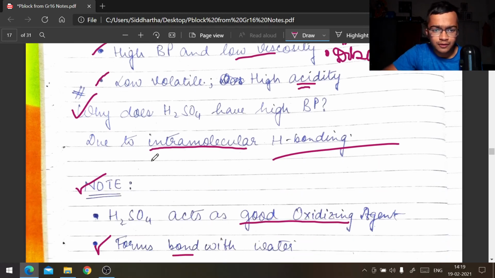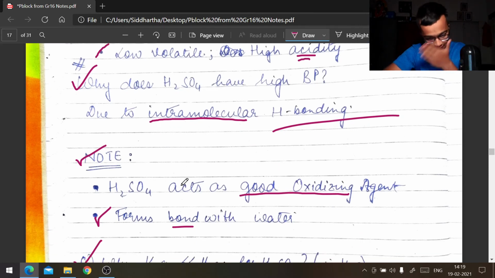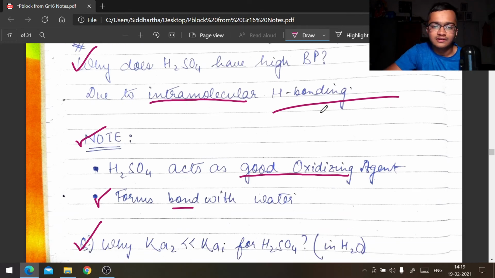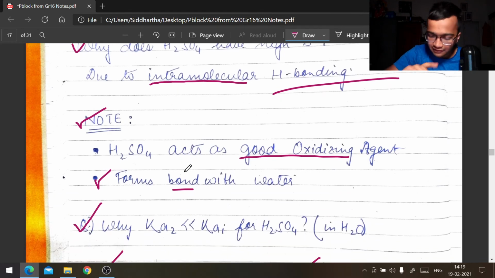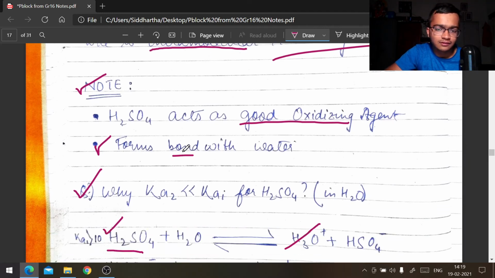Next, why does H2SO4 have a high boiling point? Because anything which has a high boiling point is due to the presence of intermolecular hydrogen bonding. It becomes heavy, so it is hard to escape as gas because of this hydrogen bonding with other molecules. Note, H2SO4 is a good oxidizing agent and forms bonds with water.